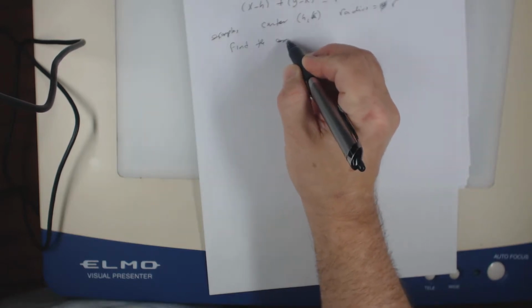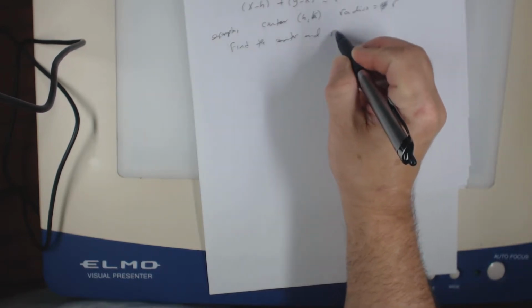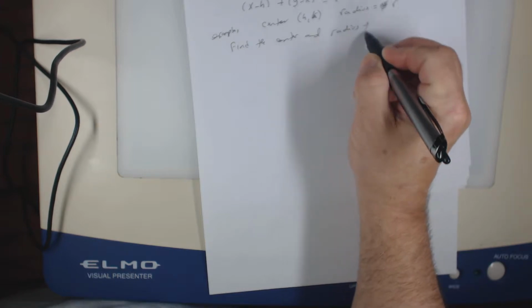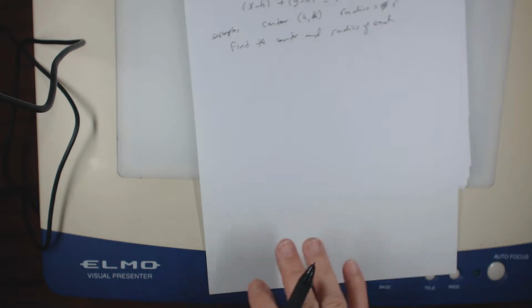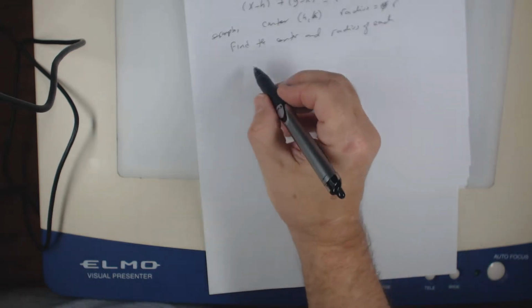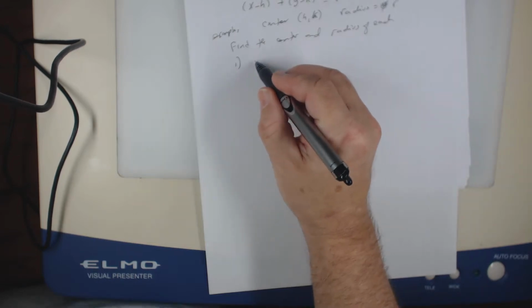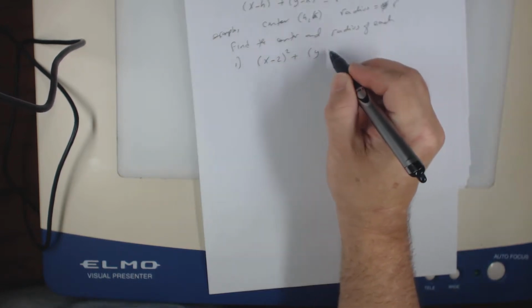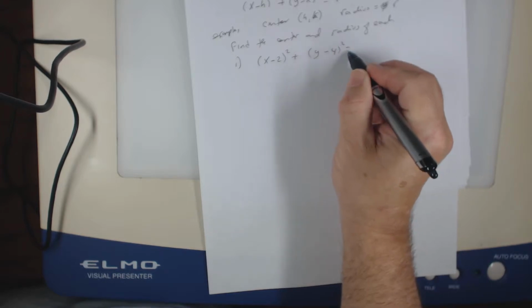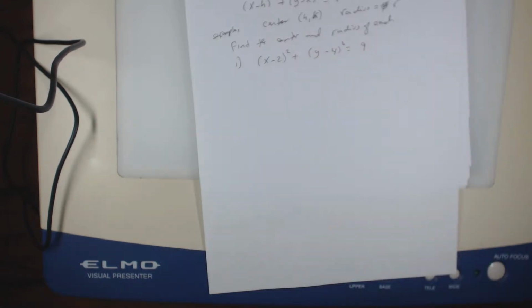Find the center and radius of each. All right, so find the center and radius of each. All right, so let's suppose we had (x - 2)² + (y - 4)² = 9.